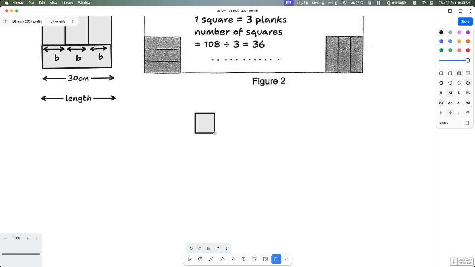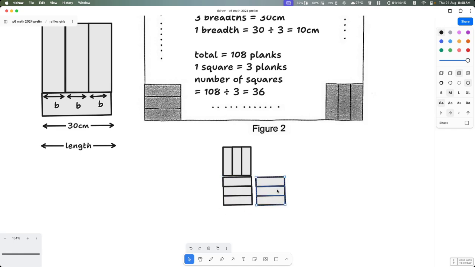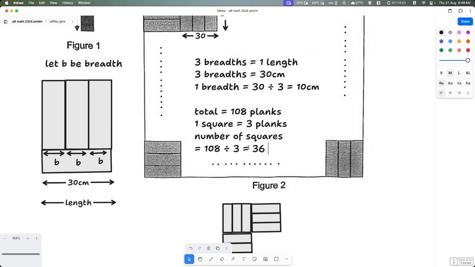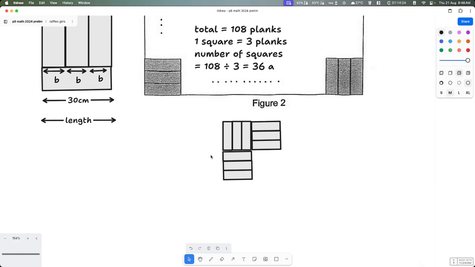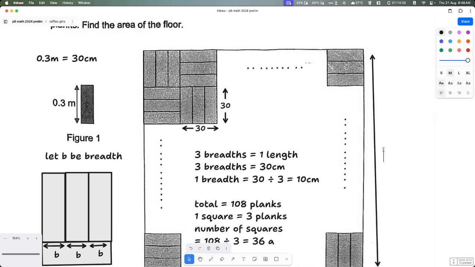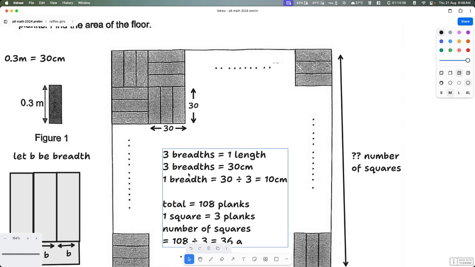We have one square. Okay, this is one square. I'm going to group them. So this one square, then we have another one here, that is on the other side. So one square, one square. With that, we need to know what the length is. So basically, we want to know the number of squares in this thing over here.